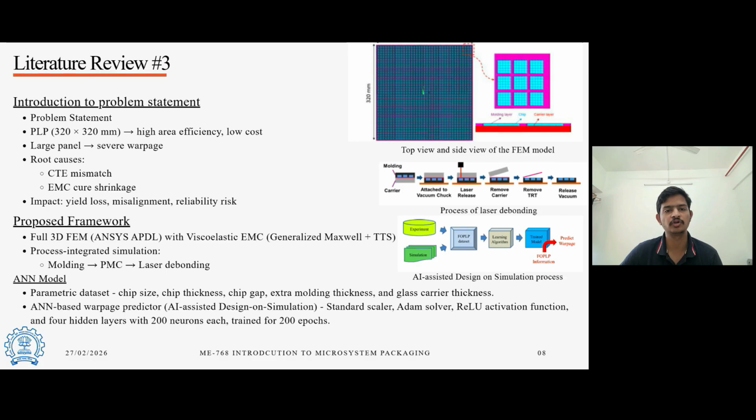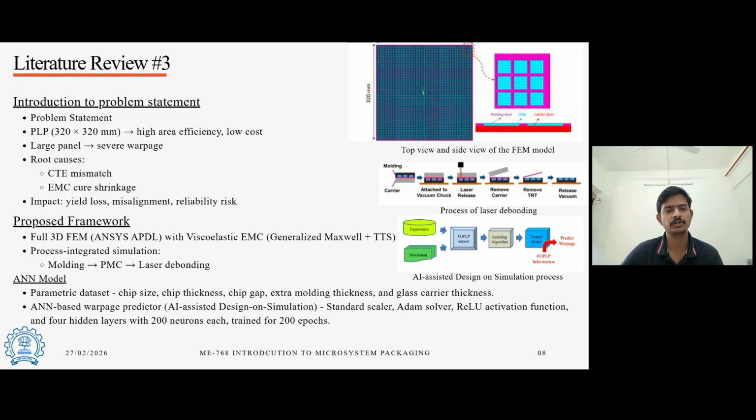The process modeling was incorporated to closely replicate real manufacturing steps: molding at 125 degrees Celsius, cooling, post-mold curing for stress relief, and laser debonding. Vacuum suction during debonding was simulated using a spring element with variable stiffness to mimic adsorption and release behavior.